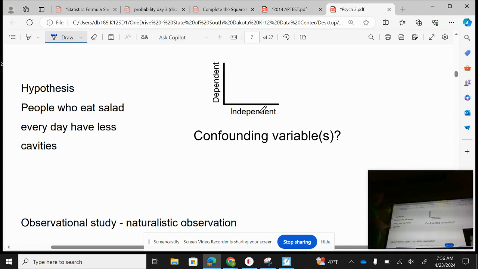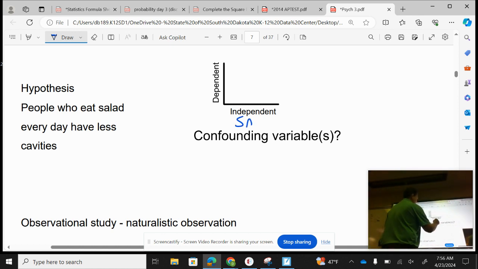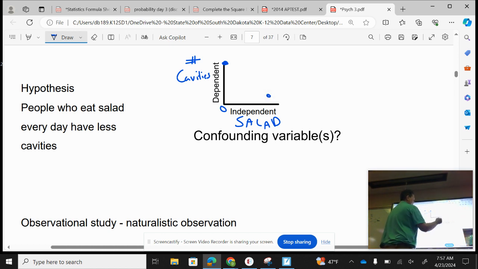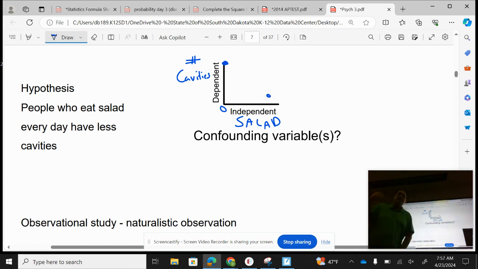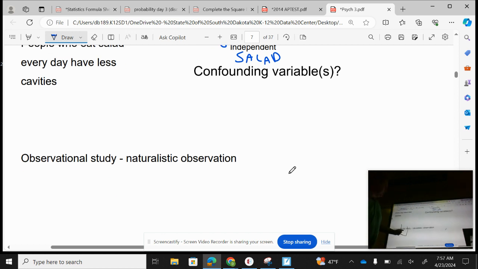People who eat salad every day have less cavities. Okay, so now if we're talking about this, maybe we put down here the amount of salad. Now, again, you can't always graph everything, but I'm thinking of the idea, you eat 0 salad, you have a lot of cavities. So over here is number of cavities. Okay, you eat more salad, you have fewer cavities. Now, does that mean it's necessarily a cause-effect situation? And this brings up the idea of what in statistics we call an observational study.